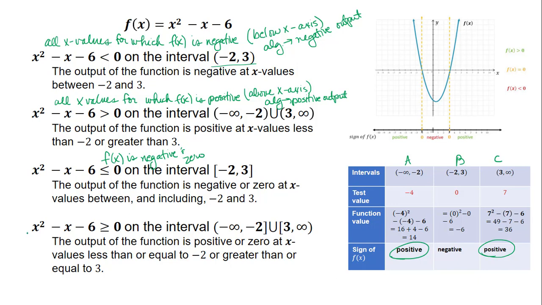In a similar fashion, x squared minus x minus 6 is greater than or equal to 0 would be where the graph is positive or also 0. And so we can include, again, those endpoints to have -infinity, comma, -2, bracket, union, bracket, 3 to infinity.